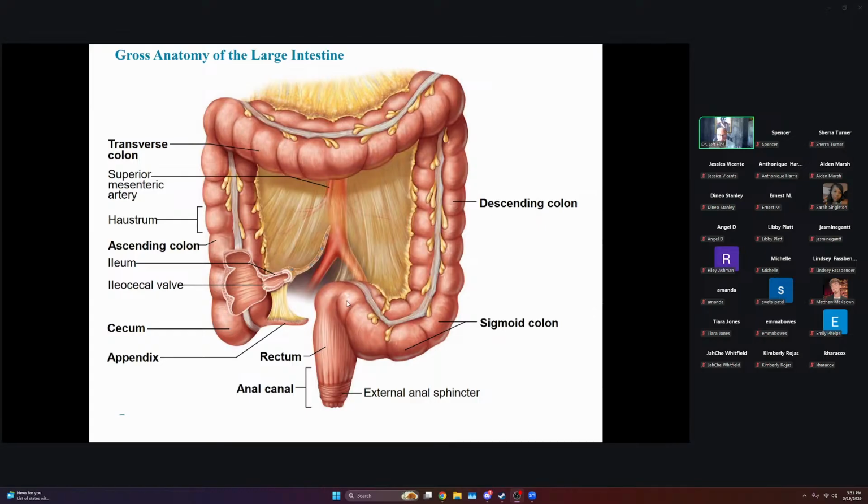And then the colon, the large intestine, technically stops, and it becomes the rectum and eventually the anal canal for waste excretion, okay? You guys know these parts. You definitely need to know these parts for the lab quiz. If you know them, you're in great shape, okay?